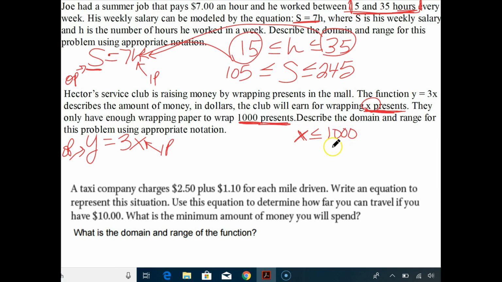But that cannot be the only case. Because if I'm just less than 1,000, -5 is less than 1,000. I can't have -5 presents. So I either wrap no more than 1,000 presents, but no less than 0. So either I'm wrapping 0 presents or 1,000 presents. So my domain x is represented by this inequality. x is between 0 and 1,000.